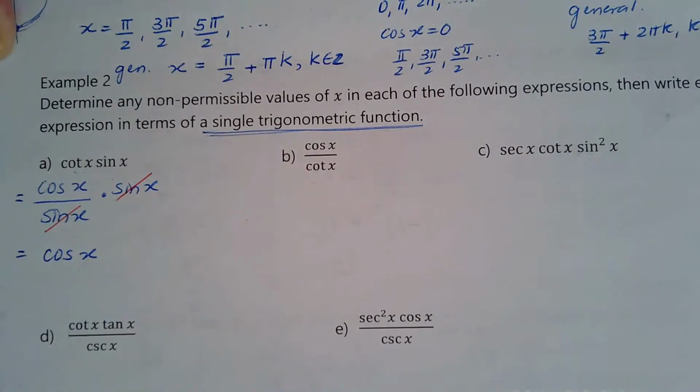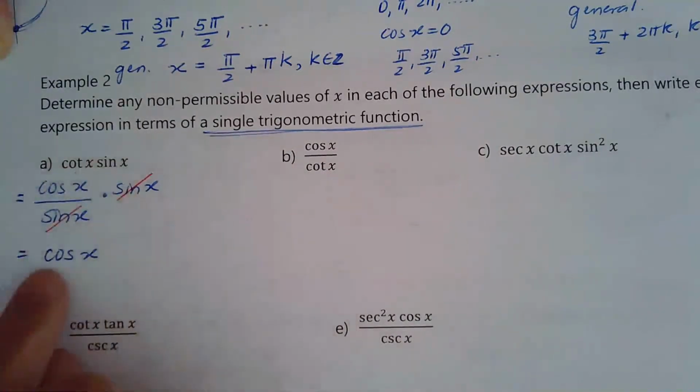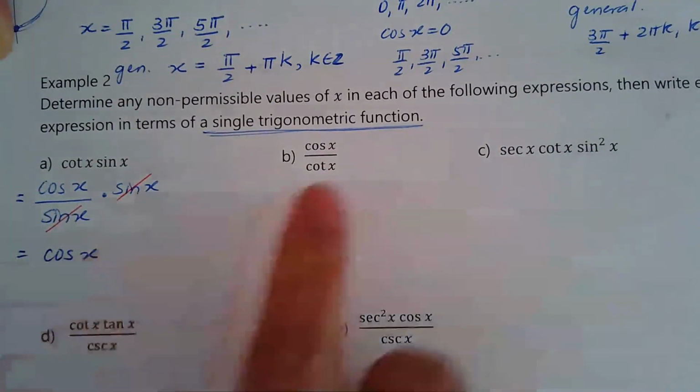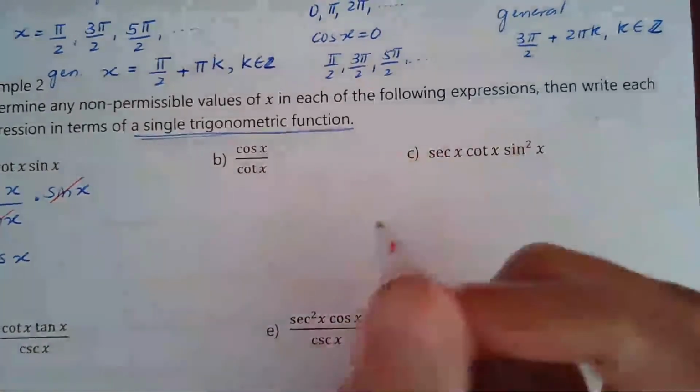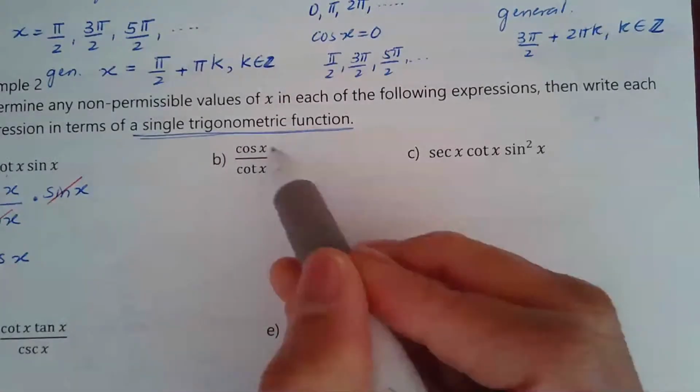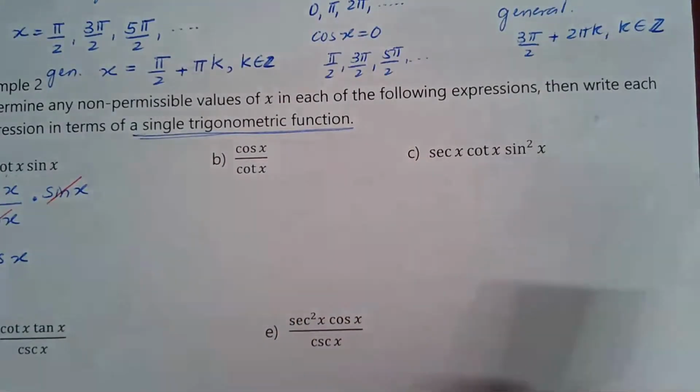Okay, so that's nice. We've simplified all of that to just cosine. Let's take a look at letter B. How can we write this and simplify this as a single trigonometric function?